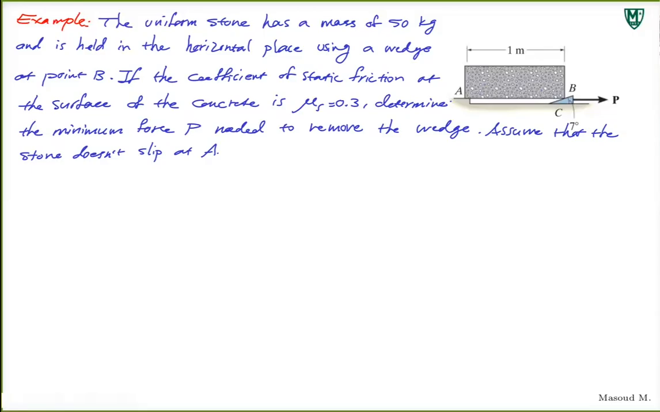We have to draw the free body diagram for the stone and for the wedge and look at both of them and see how we can find this force P, the minimum force P. So I'm going to draw the free body diagram. Let's start with the stone.